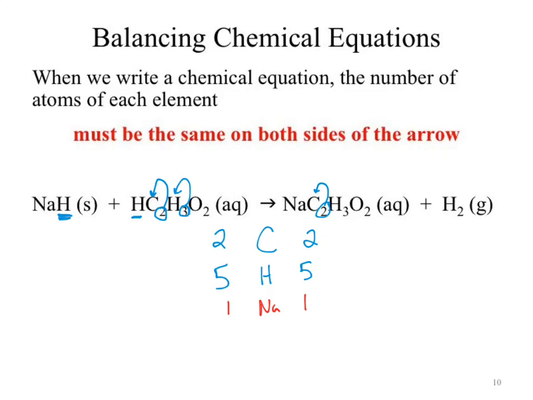What do we have left? How many oxygens do we have? 2 and 2. What does that mean? It's all balanced. Oh, all that work and it was already balanced. How many of you saw it was already balanced before doing that? Good job.